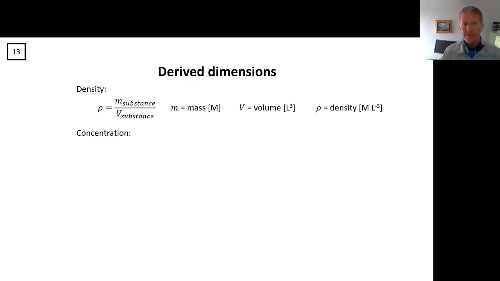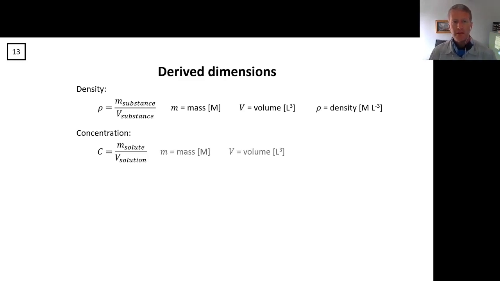For example, concentration. One of the ways we measure concentration is to take the mass of a solute over the volume of a solution. Well, there's fundamental dimensions for mass in the numerator. You end up with derived dimensions of volume in the denominator, and you end up with the exact same dimensions, mass per volume. So this is just an indication that you can't look at the dimensions alone and know exactly what it means.